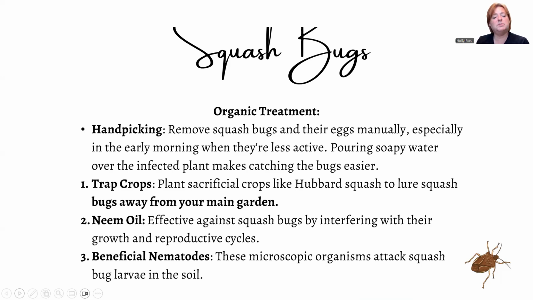And then beneficial nematodes. These are microscopic organisms that attack the squash bug larvae in the soil. This is the absolute best way to do it, because you're going to kill that squash bug before it ever becomes a bug. It won't be able to bite one squash plant if you kill it in its larva stage, and it won't be able to lay one egg if you kill it in the larva stage. So beneficial nematodes are great. You can usually find those online and be able to get them that way.